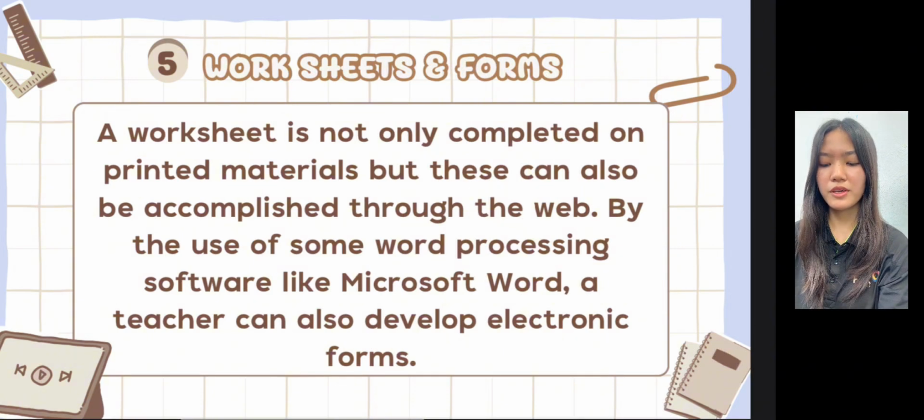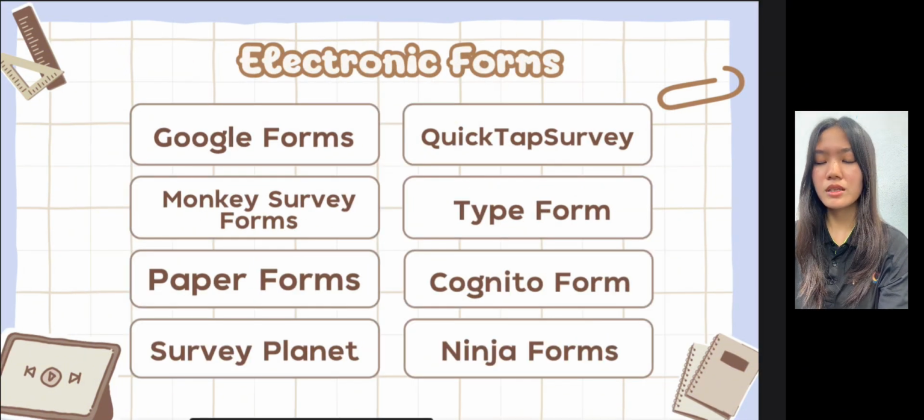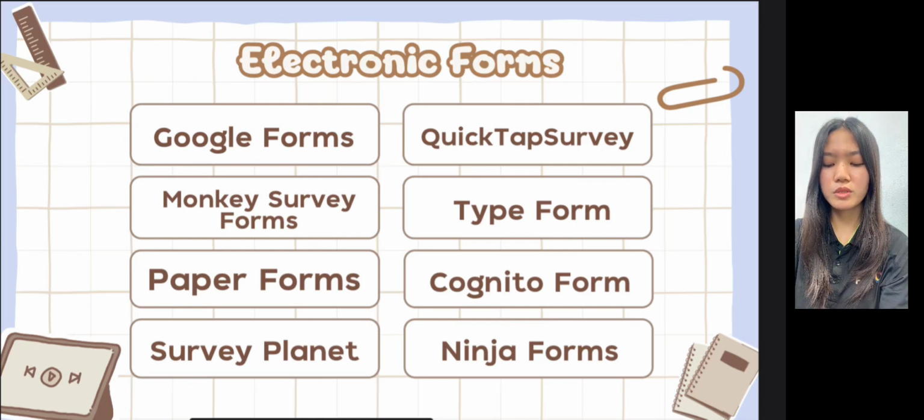So we have here electronic forms that the teachers can use. We have Google Forms, Monkey Survey Forms, Paper Forms, Survey Planet, Quick Tap Survey, Typeform, Cognito Form, and lastly is the Ninja Form. I will show examples of these so that you can have an idea.